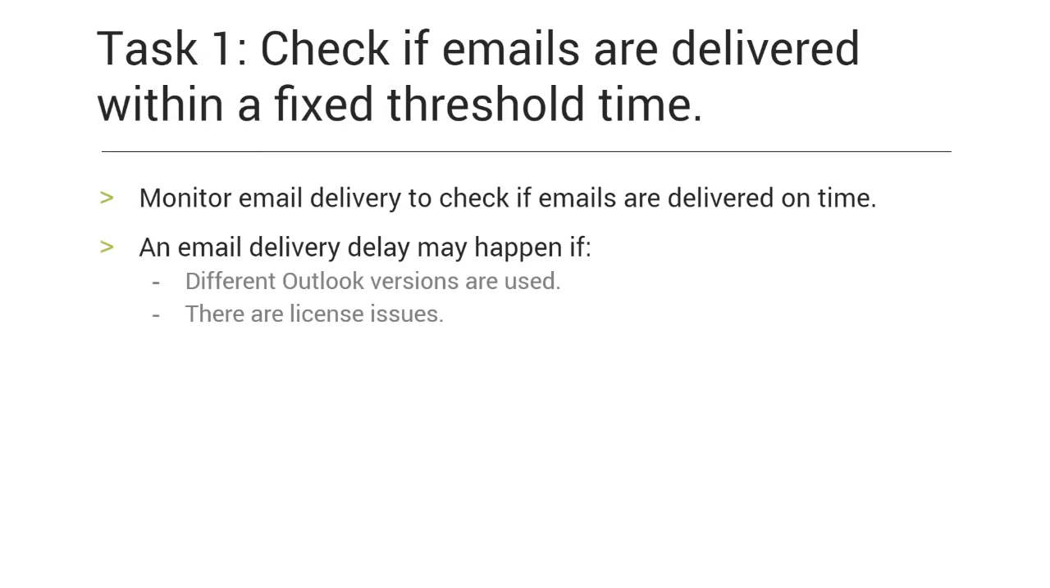There are a number of reasons why there may be a delay in email delivery. If you have different Outlook versions being used, there could be a delay in email delivery. There could also be some licensing issues which lead to a delay, and this is going to be a problem if an important email is not being delivered on time in your organization. You don't want someone like a higher executive in your organization to face problems with email delivery, and you need insight into how exactly emails are functioning in your organization.